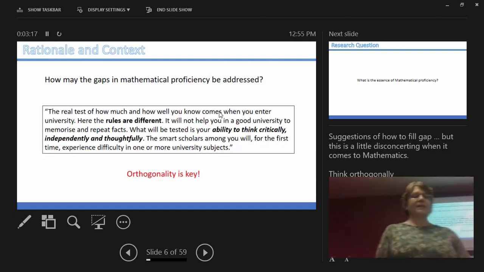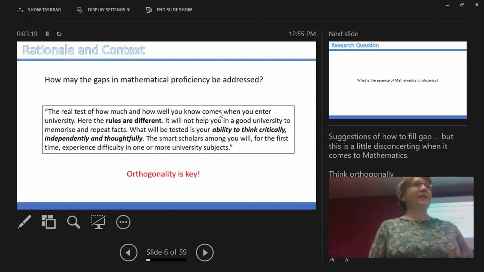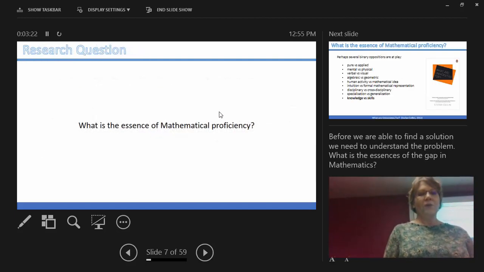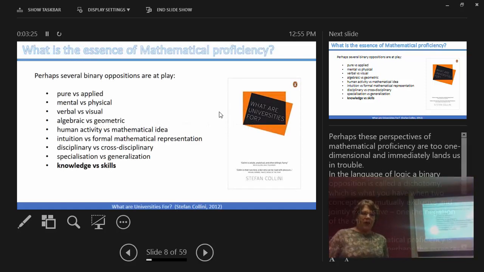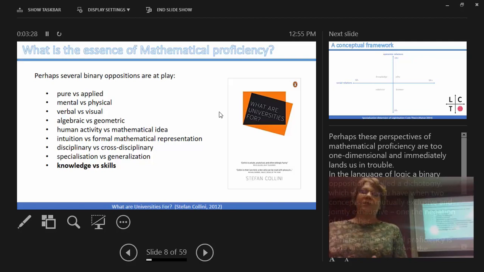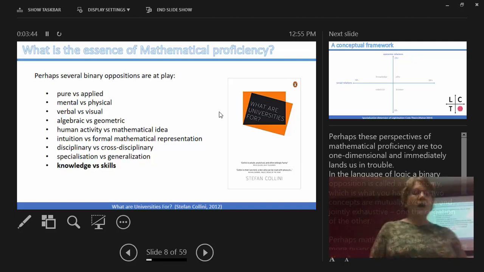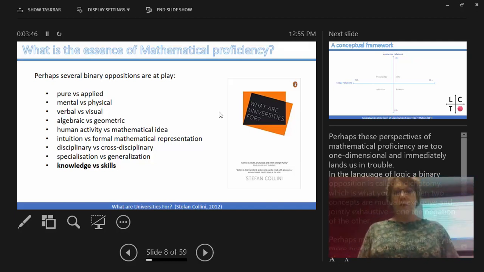But before we can find a solution, we need to really understand what the problem is. So what is the essence of mathematical proficiency? Perhaps there are several binary oppositions at play, like do you have a mental visualization, or do you have a more physical interpretation? Do you prefer algebra, geometry? Do you think of it as a human activity or more of a mathematical idea? Is it more about knowledge or is it more about skills?